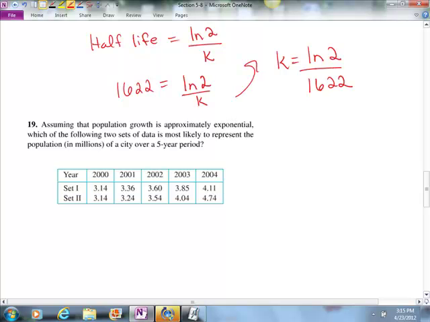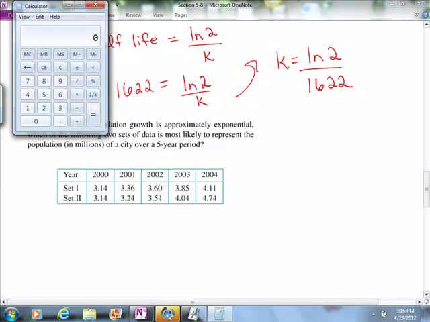a pre-calculus class. If you have exponential growth, the ratio between successive years has to be the same. So what you want to do is look at the ratio 3.36 to 3.14, 3.60 to 3.36, 3.85 to 3.60, 4.11 to 3.85. Look at those ratios, and then also look at these ratios and see which one appears to have the same rate. So let me just get a calculator. I can just use a small calculator.